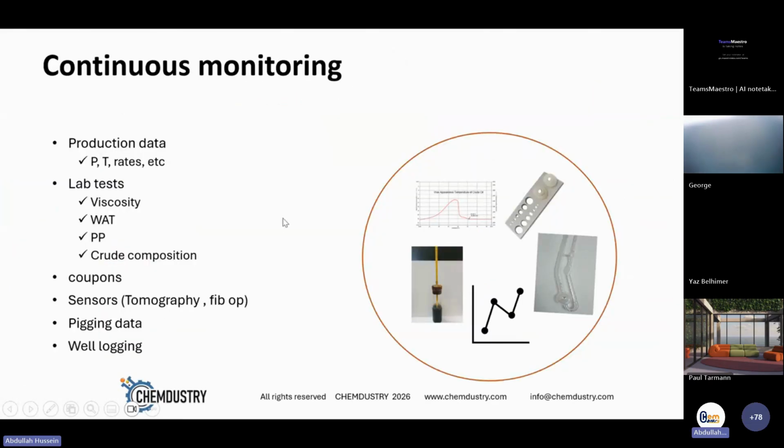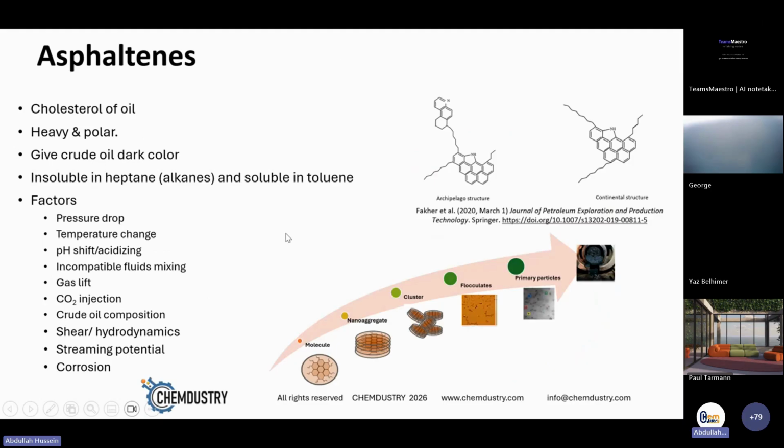How to monitor the system for the waxes? So you watch the production data: the pressure, the temperature, the rates. You take some samples and run some lab tests: viscosity, wax appearance temperature, pour point. You check the crude composition from time to time. You check the coupons. You check using the sensors, pigging data, the well logging, all of that stuff to monitor for the waxes.